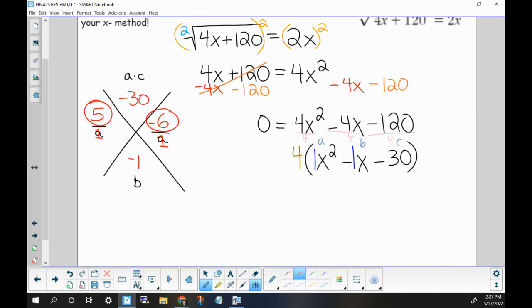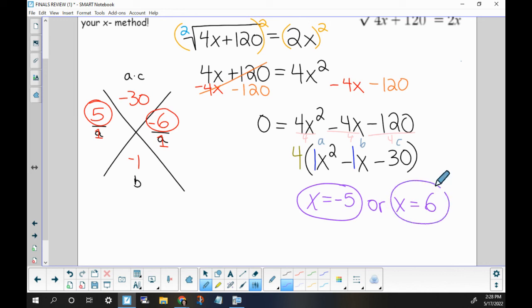Now, we're not done yet. Remember, what do we do with the signs for these? Flip them. So x will be equal to what? What happened to the 5 if you're flipping the sign? Negative 5 or what? And there you have it.